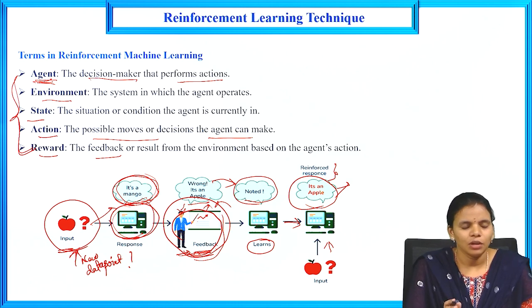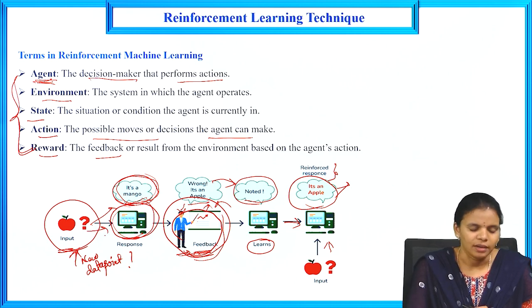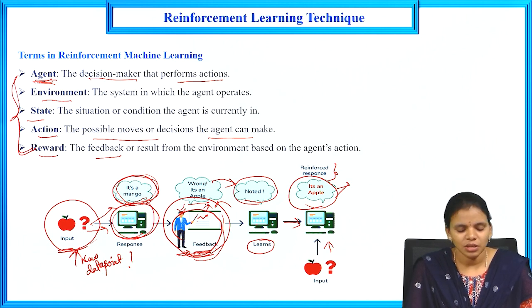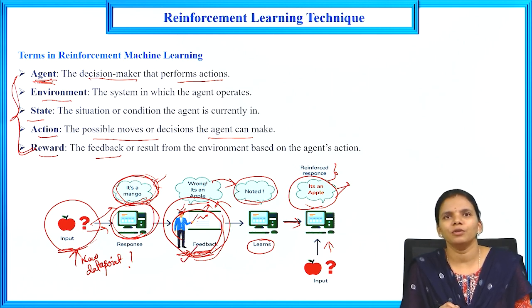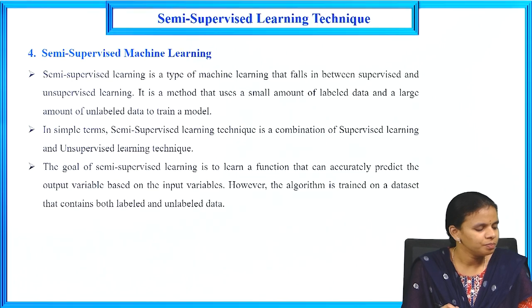So in this reinforcement learning, already the training is completed. Whenever we are giving a new input data, it has to predict which type of input it is. While it is predicting, the agent will take the decision whether this output is correct or not. So it is completely based on the feedback of this agent. So this is how reinforcement learning technique works.